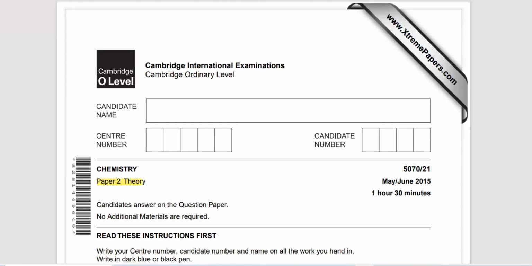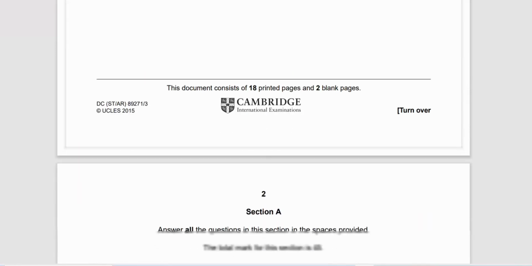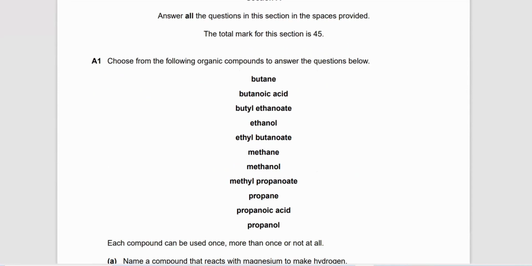We are going to solve the paper 2 theory, and this theory paper's code is 507021, variant, May June 2015. Its provided time is 1 hour and 30 minutes. Okay, here we go. So we have the first question, Section A, it has 45 marks.